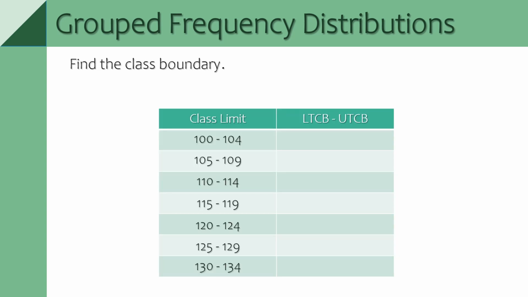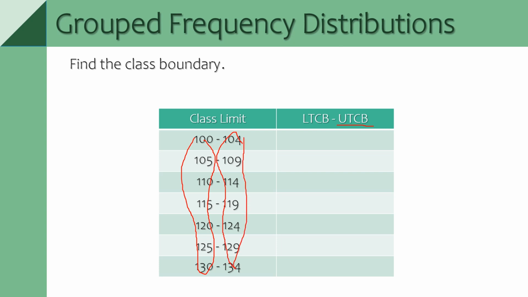Okay, so next, let's find the class boundaries. So, paano gagawin natin sa class boundaries? So, dito sa second column na nakita nyo dito yung LTCB and then UTCB. Yung LTCB, ibig sabihin yan, the lower true class boundary, and then the UTCB is the upper true class boundary. So, paano kunin yon? Sa lower true class boundary, magpa-minus lang tayo ng 0.5 dito sa mga lower limit natin. And to get the upper true class boundaries, magpa-plus tayo ng 0.5 dito sa upper limit.